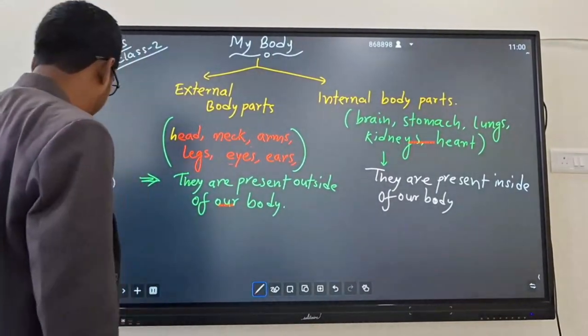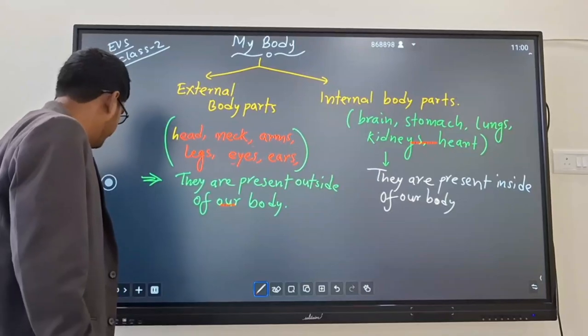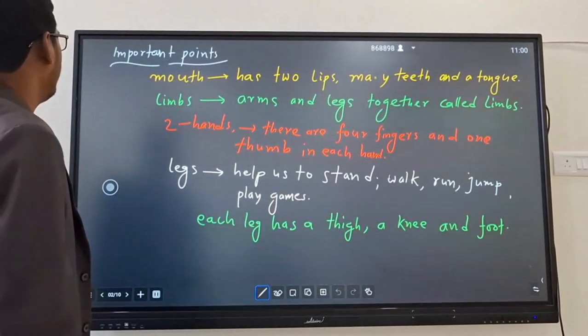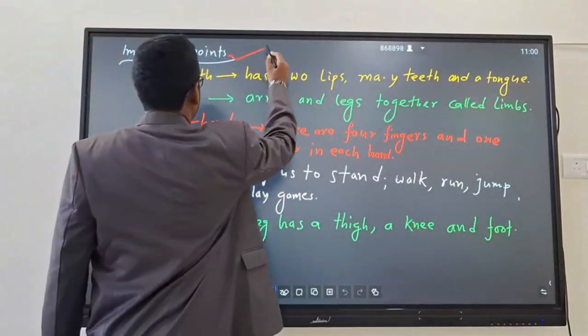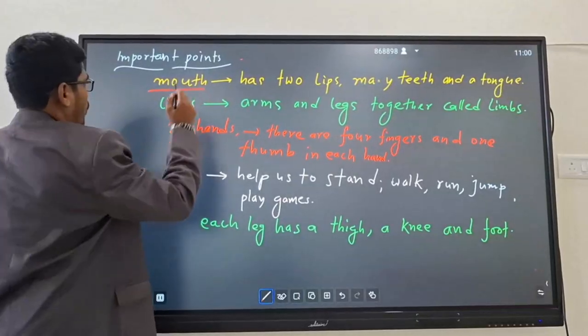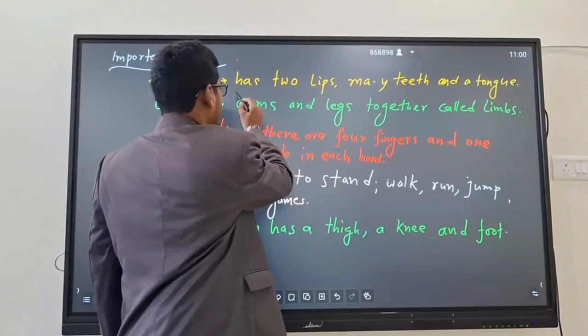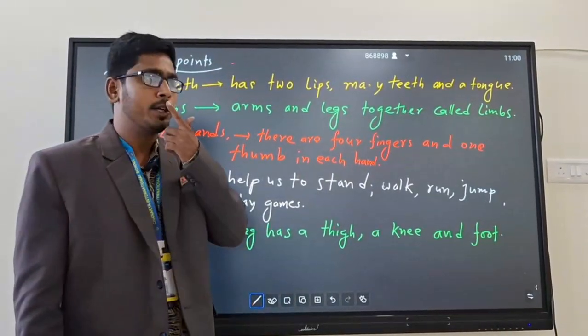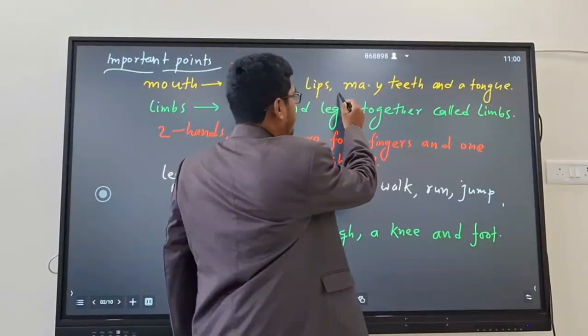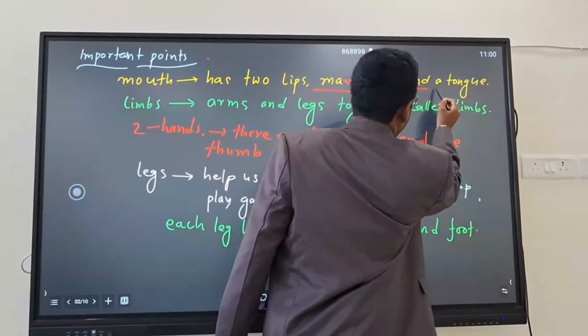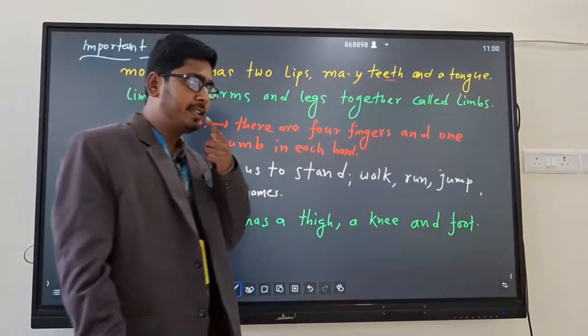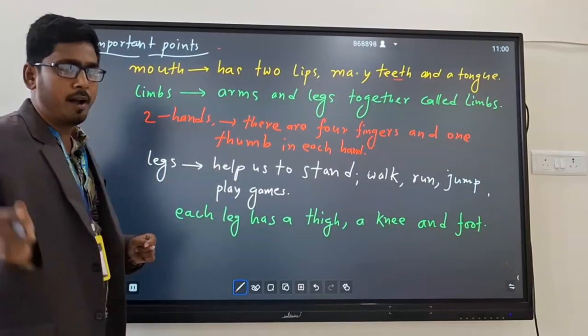Okay. Next, move to the next slide. So, important points in our topic, the mouth. What is the mouth? Mouth has two lips and many teeth and a tongue.